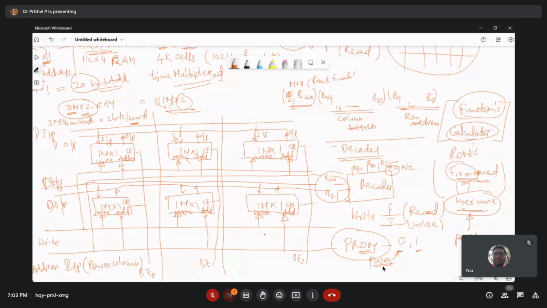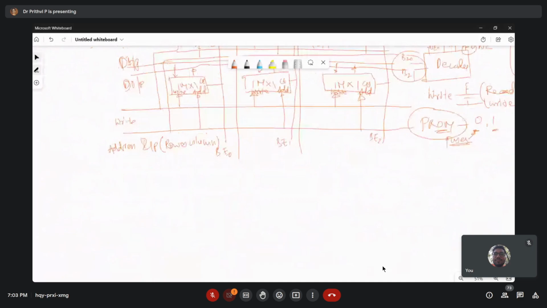And the other type of memory is EPROM. EPROM means erasable, programmable, read-only memory. PROM means programmable, read-only memory. EPROM is erasable, programmable, read-only memory. And now how many times can you reprogram this? We are saying erasable.